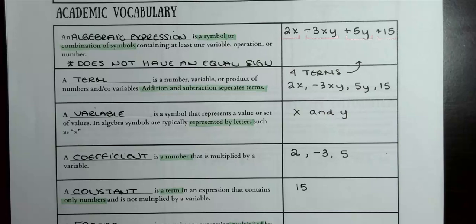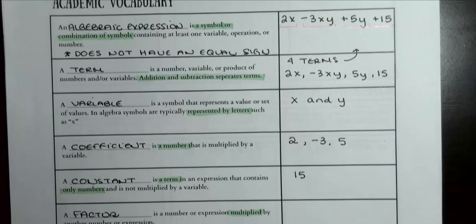A constant has no letter attached to it. It's just the plain number. Okay, and the constant can be a positive number, a negative number, a fraction, or a decimal, as long as it doesn't have a letter or a variable attached to it. All right, I'm going to go ahead and move this up so we can look at the next set of vocabulary words.